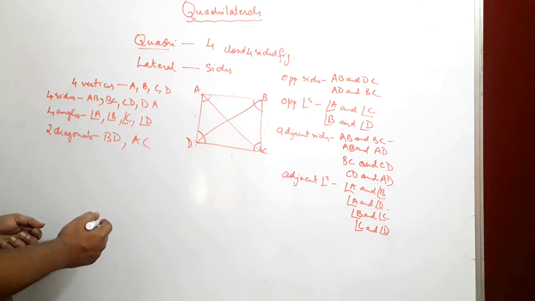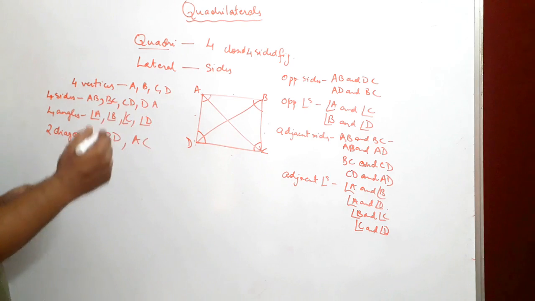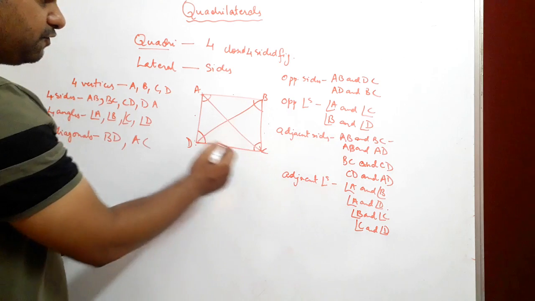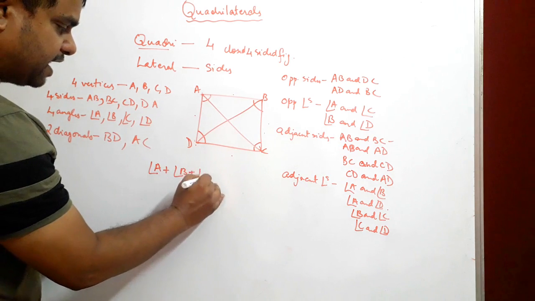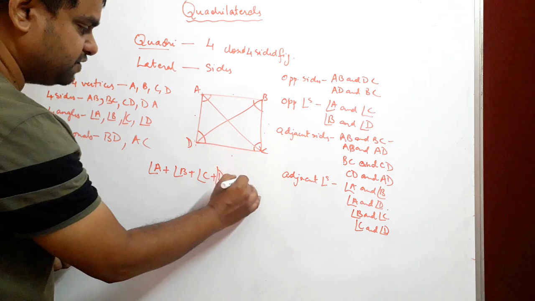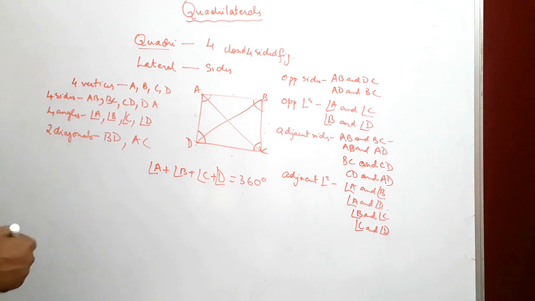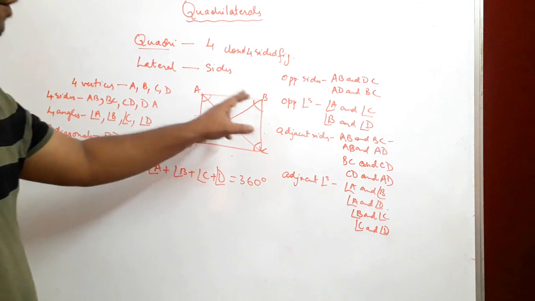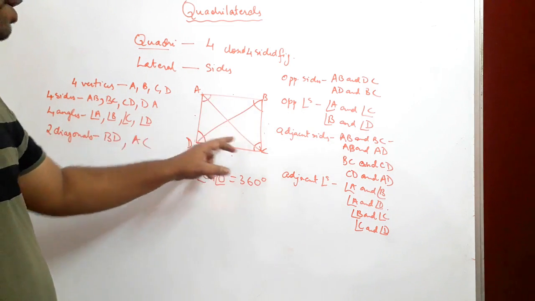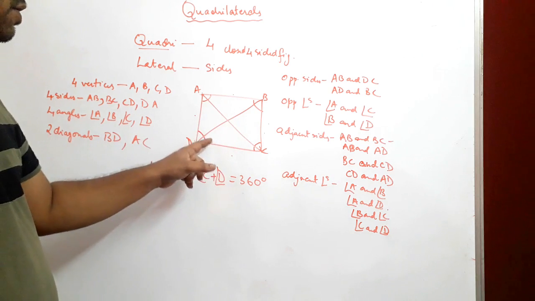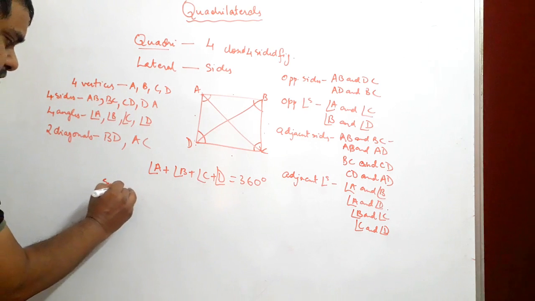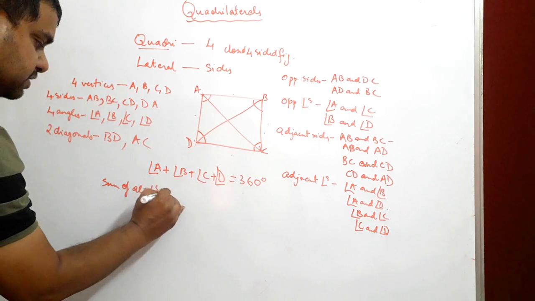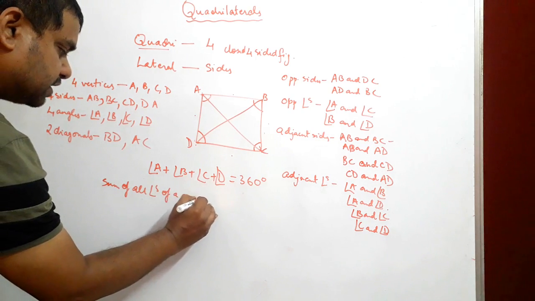in triangles, we have the sum of all angles of a triangle equal to 180 degrees. Here we have 4 angles. So the sum of angle A, angle B, angle C and angle D will always be equal to 360 degrees, which means the sum of all angles of a quadrilateral is always equal to 360 degrees. Okay, so we call this property the sum of all angles of a quadrilateral.